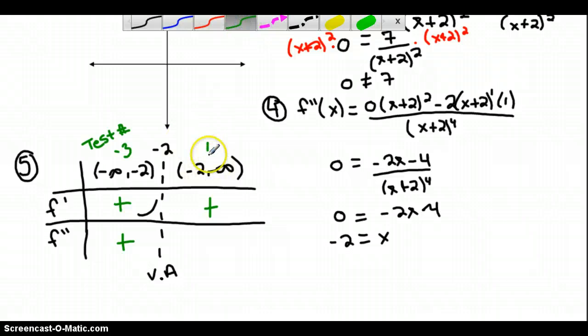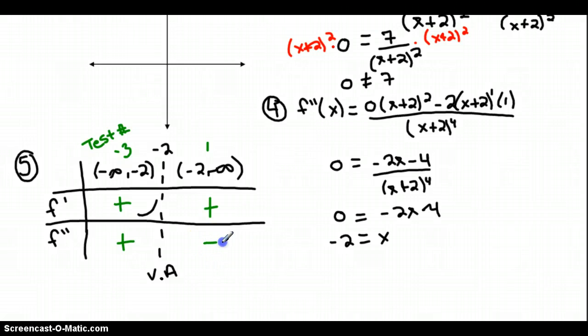And then let's go ahead and take my test value of 1, substitute into my second derivative. So again, my denominator is positive. So negative 2 times 1 is negative 2, minus 4 is negative. So I am now increasing, but concave down. So I'm increasing both here. And down here I am concave up. And then I am concave down over here.